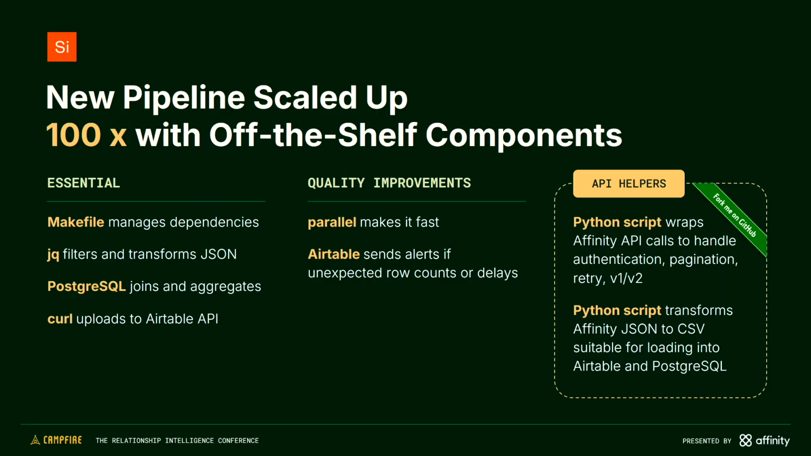And then the two things we wrote, which are now open source and available to you and will be linked in the resources, are two Python scripts that help us work with Affinity data. The first one does all of the API calls: the authentication, the pagination, the retries, those things you need to get the full data set out of Affinity easily. The second one translates Affinity's JSON format into a convenient CSV format, which tabular systems like Airtable or Postgres are ready for. We use both of those multiple times throughout our pipeline for each list that we're extracting, and hopefully it'll be useful to you as well.